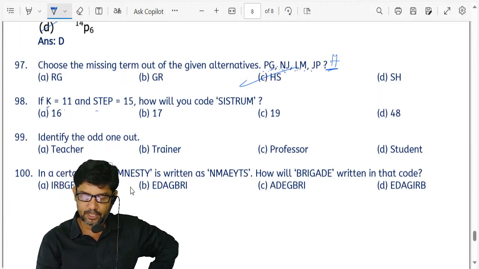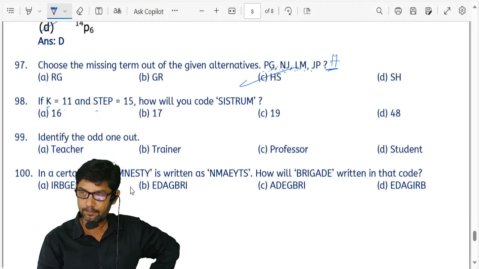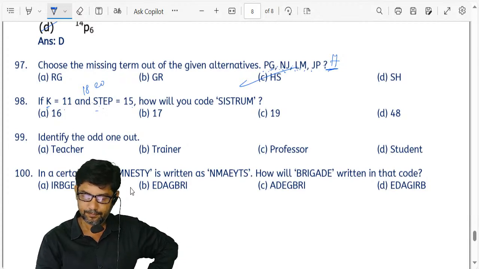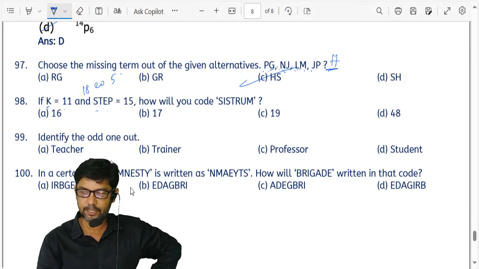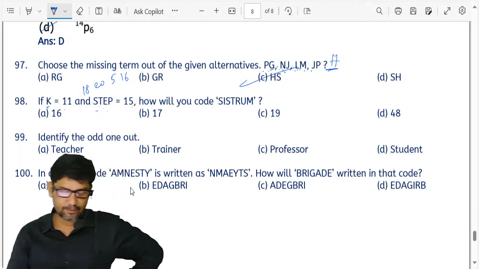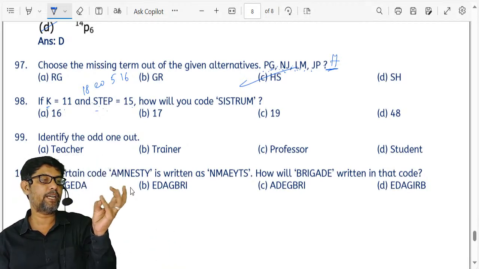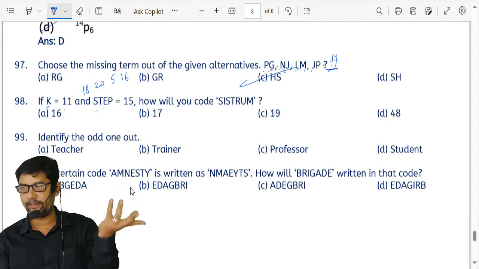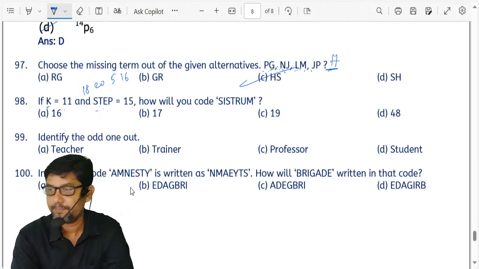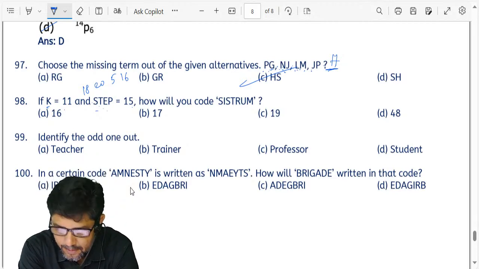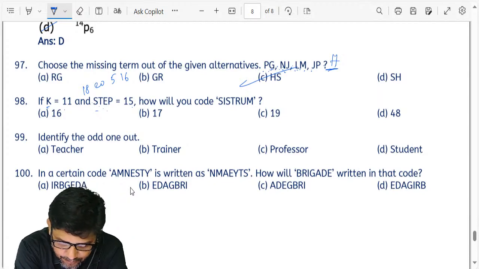K is equal to 11, step is 15. What is the value of S? K is equal to 11. What is the value of S? T is 20. E is 5. P is 16. And which is given as 15. K is 11: A, B, C, D, E, F, G, H, I, J, K. K value is 11. But step is equal to 15. So what is it? Step is equal to 15.